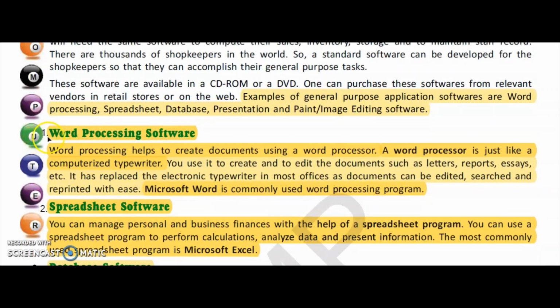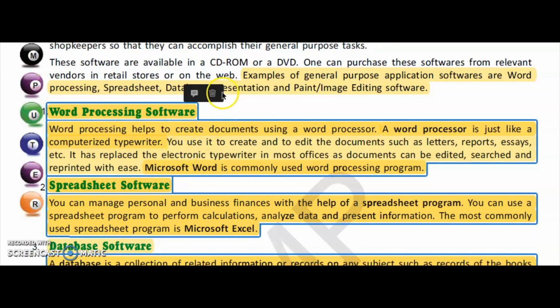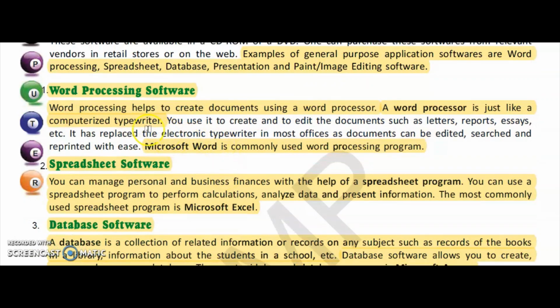Then you will write the first one, word processing software, and then you will write word processing helps to create documents using a word processor. A word processor is just like a computerized typewriter. So you have to write only the highlighted part. Word processing software. Word processing helps to create documents using a word processor. A word processor is just like a computerized typewriter. And Microsoft Word is commonly used word processing program.